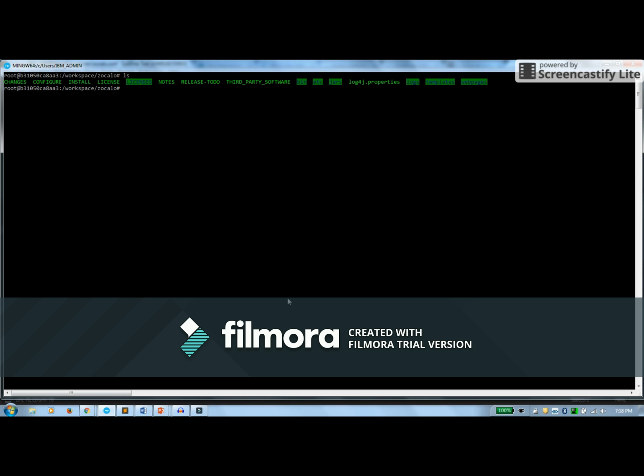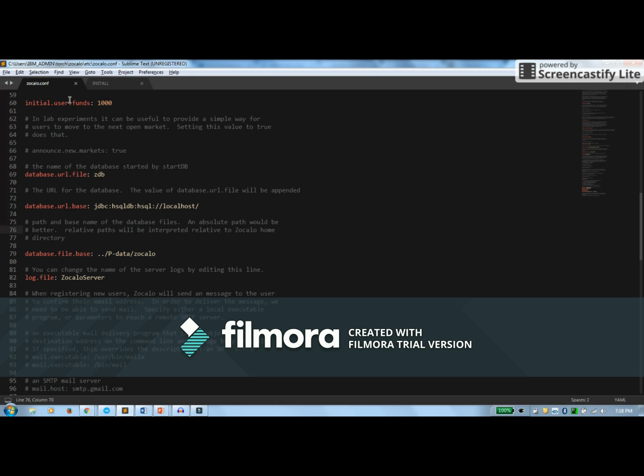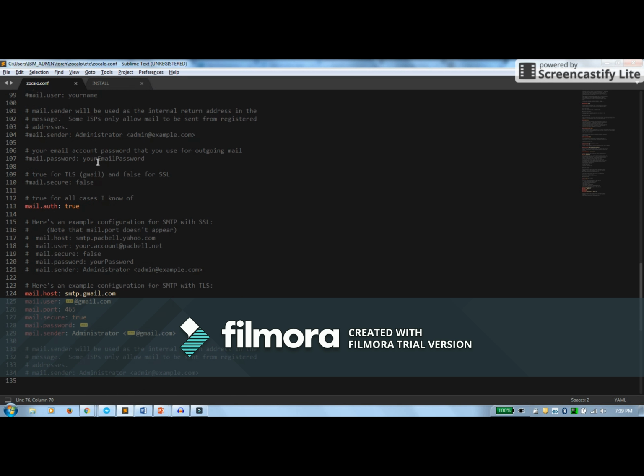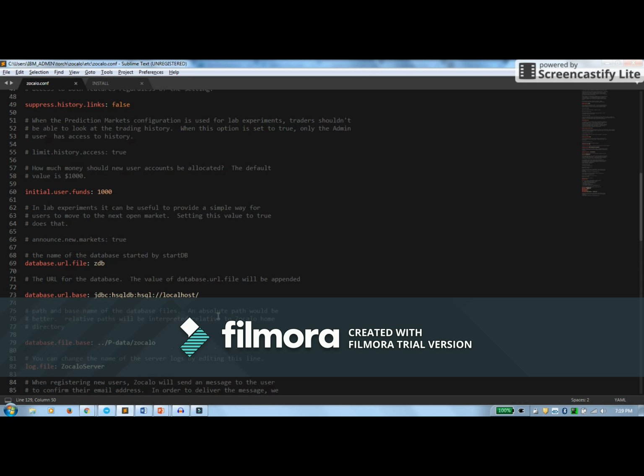The way you do that is by editing etc/zocalo.conf. As you can see, my account is a Gmail account, and so my host is smtp.gmail.com. That is followed by my username, the default port for SMTP with TLS, my password, and whatever name I wanted to say on the email. Apart from the email settings, this file also contains configuration for the initial user funds. Each trader starts off with an initial amount of $1,000, and I can change it here. Once that is done, I save the configuration file and go back to the terminal.